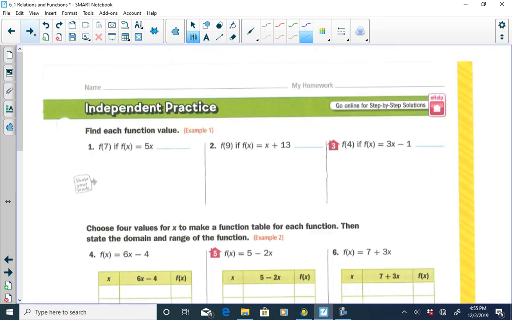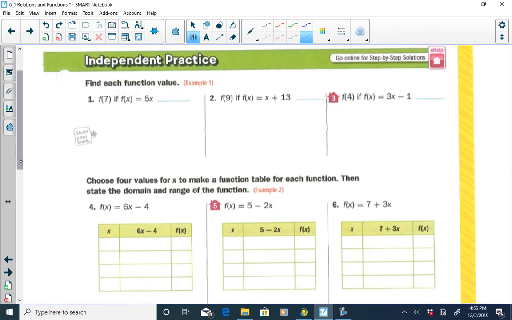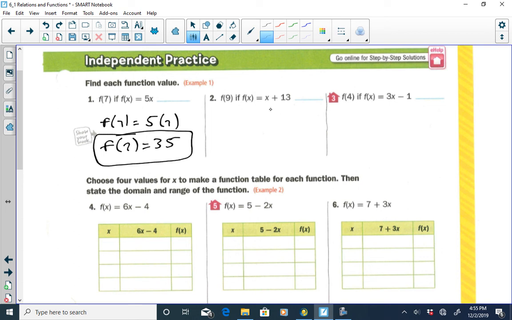Alright, so we'll just do a couple of those and then we're all finished. Alright, first example, f of 7, if the function rule is f of x is equal to 5x, so f of 7 is going to be equal to 5 times 7. F of 7 is going to be equal to 35. F of 9, when f of x is equal to x plus 13, so f of 9 is going to be equal to 9 plus 13, right? And 9 plus 13 is 22, so f of 9 is going to be equal to 22.